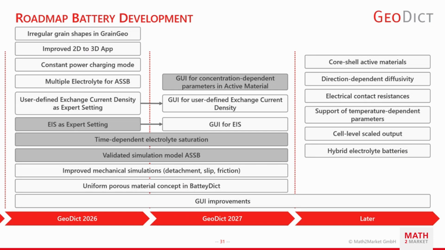So there are many different things we are working on. I maybe only focus on some of them now. Together with our partners from ITWM, we are working to also bring electrochemical impedance spectroscopy into GeoDict. First, it will be an expert setting, but later we also want to have it in the GUI. Then we also work on the electrolyte saturation. So when you fill the electrolyte into the microstructure, that you get a time dependent saturation.